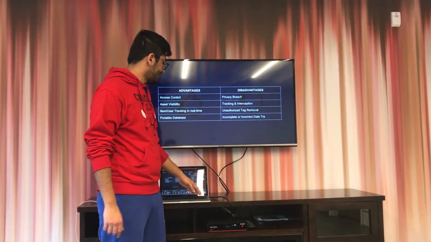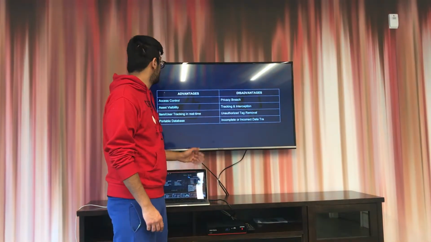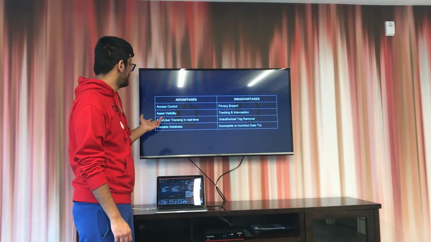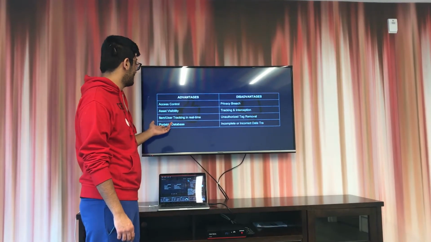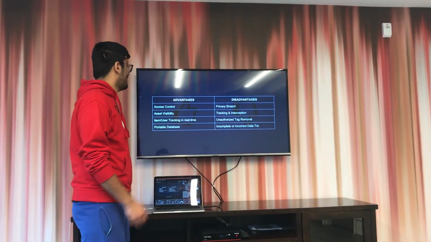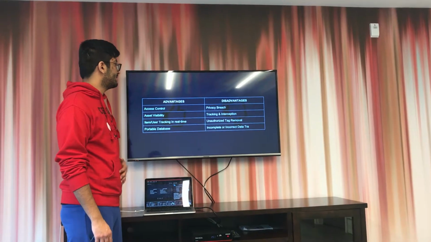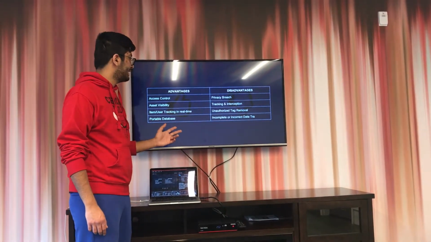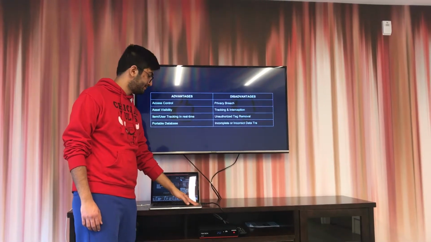Moving on, here are some of the advantages and disadvantages of RFID. Some of the advantages are its access control, asset visibility, item and user tracking in real time, and portable database. And some of the cons related to it are the privacy breach, the tracking and interception, unauthorized tag removal, and finally the incomplete or incorrect data transaction.